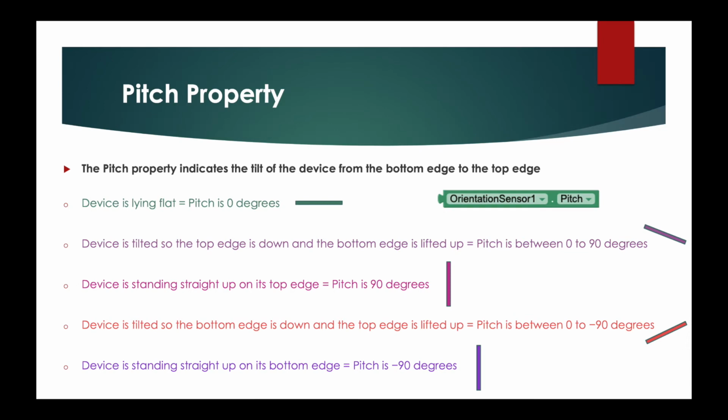The pitch property indicates the tilt of the device from the bottom edge to the top edge. If the device is lying flat, the pitch is 0. When the device is tilted so that the top edge is down and the bottom edge is lifted up, the pitch is between 0 to 90 degrees. And if the device is standing straight up on its top edge, the pitch is 90 degrees. On the other hand, if the device is tilted so that the bottom edge is down and the top is lifted up, the pitch will be between 0 to negative 90 degrees, and when the device is standing up on its bottom edge, the pitch is negative 90 degrees.